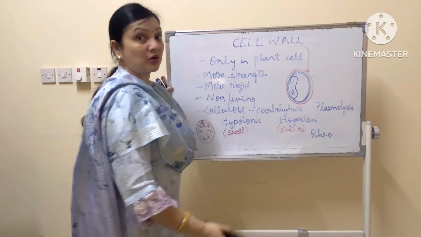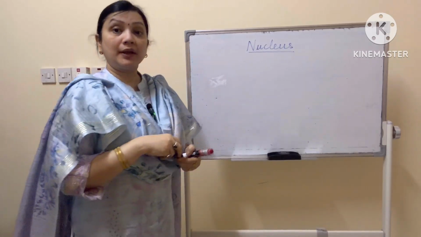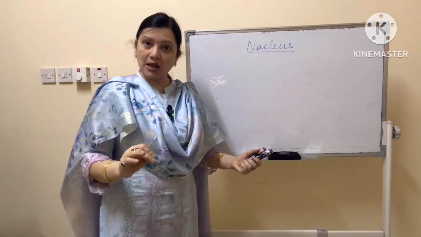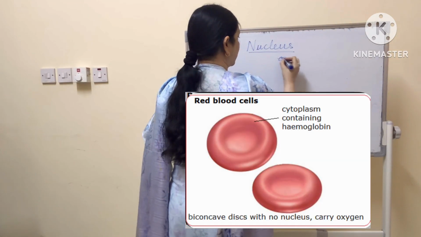Now let us move to the next cell organelle, and that is the nucleus. Nucleus is present in all the cells, plant and animal, except RBCs.